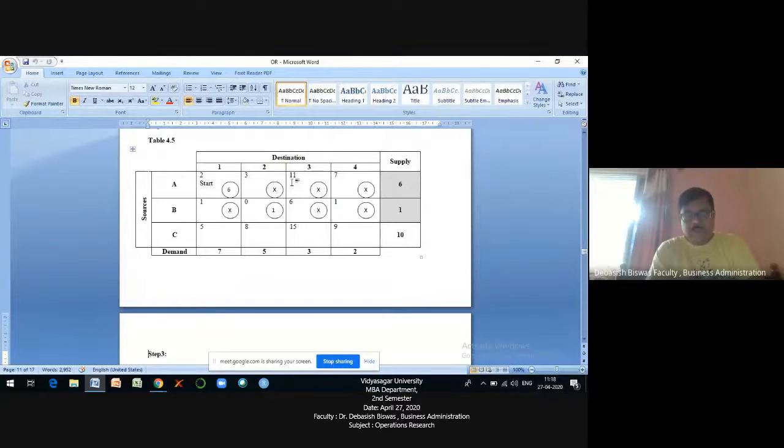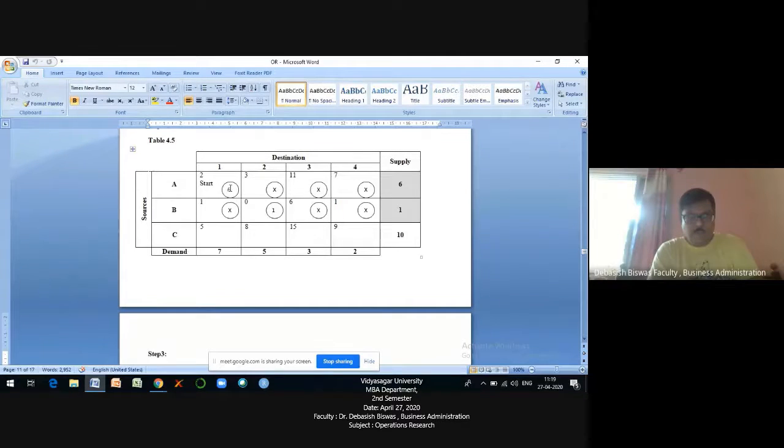So we are considering now the supply side. Here the supply is 6, and if we go along this column, then the demand is 7. So supply is 6 and demand is 7. So maximum we can allocate 6 because our supply is less than our demand. So at most we can allot 6 units to this particular cell.